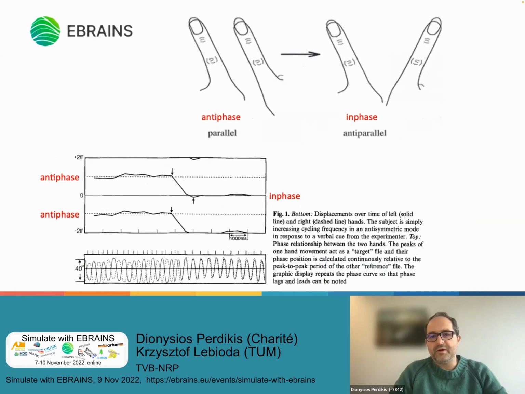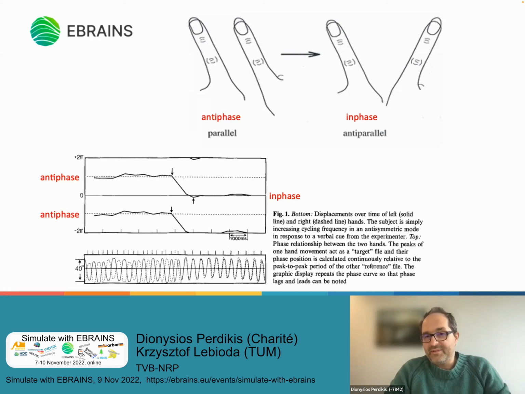So the experiment is about people moving their fingers, and it has been shown that if they start with the antiphase or parallel mode, where fingers move left or right at the same moment, and if they start moving faster and faster based on a metronome, at some point they make an involuntary transition to the in-phase or anti-parallel mode, where when one finger goes left, the other goes right. It's a bit like this.